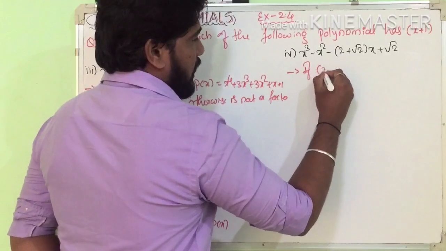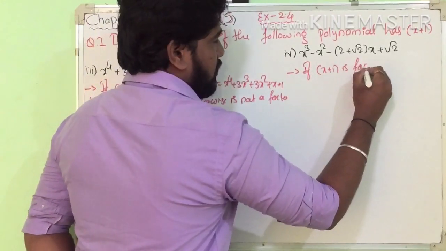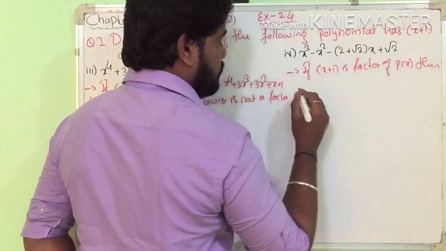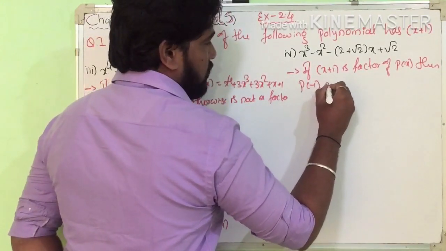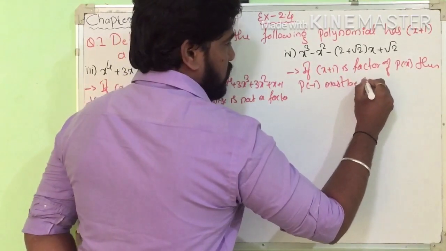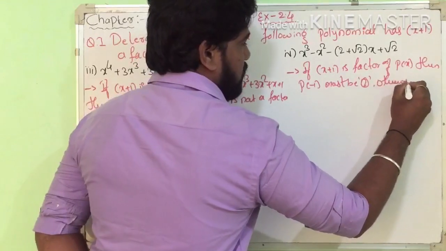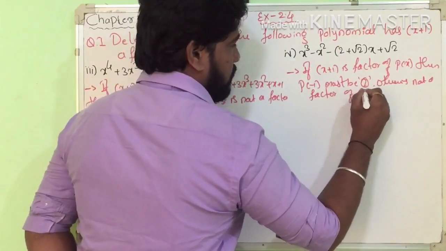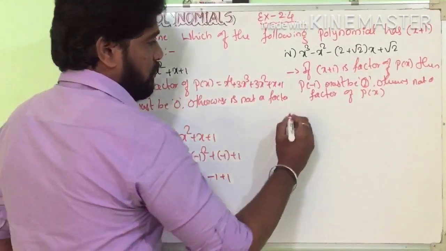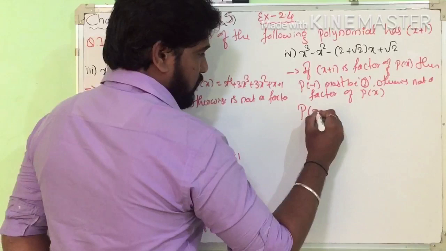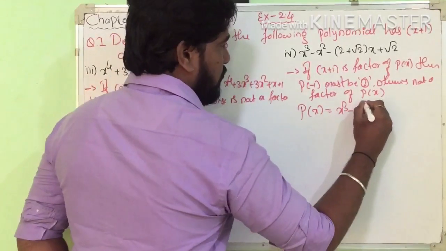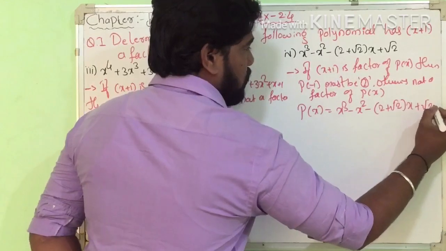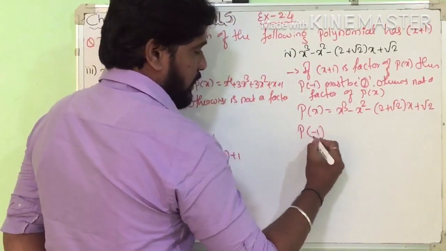So write down here, if x plus 1 is a factor of p of x, then p of minus 1 must be 0, otherwise it is not a factor of p of x. Is it clear? So first write down the given polynomial, p of x is equal to x cube minus x square minus 2 plus root 2 x plus root 2. Is it clear? So now x is replaced by minus 1.